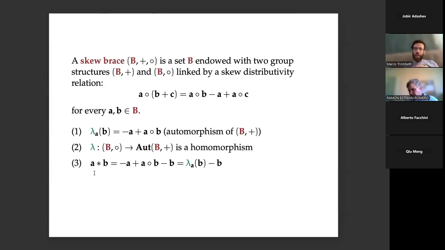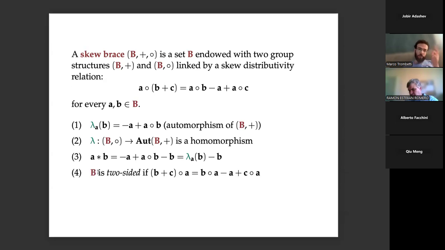Okay. And some other definition that we will need in our discussion is that B is two-sided if also the right skew distributivity holds. So not only the left, but also the right. And those are very nice, actually. Two-sided cases, those are very, very nice objects because you can do a lot of things.